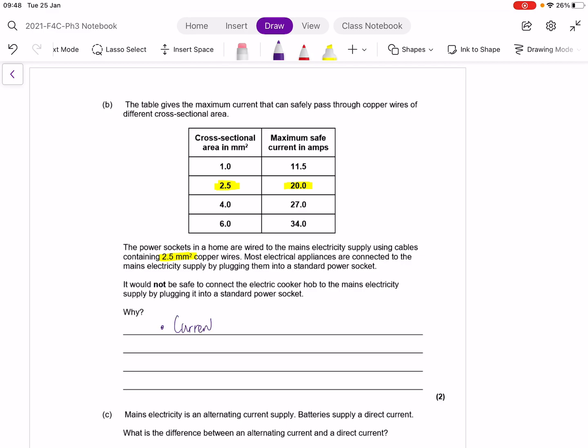Current drawn by cooker is more than 20 amps. So what will happen to a 2.5 millimeter squared wire? It will overheat. And I think that's the best phrase you could give. I mean, yeah, it might melt, it might catch fire, but basically it's going to heat up too much. So overheat is kind of generic and implies that it's going to melt or catch fire.